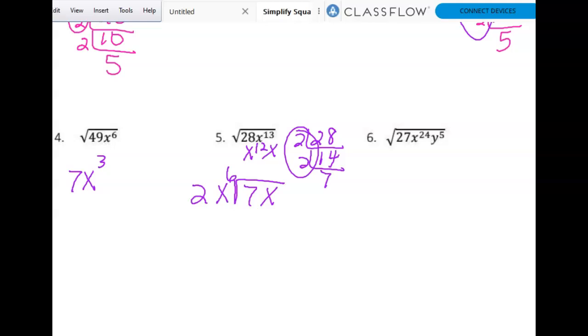Why wouldn't I what? Make it what? Okay, so look, the 13, right? If it's x to the, let me do this.